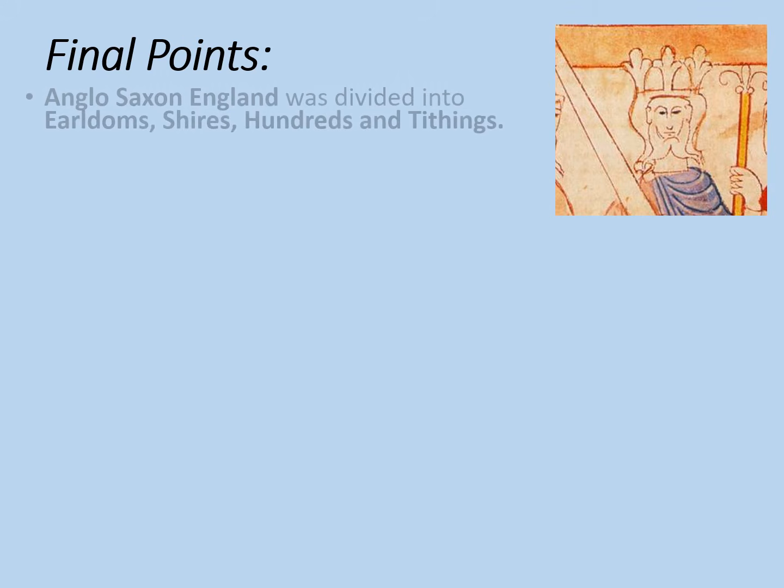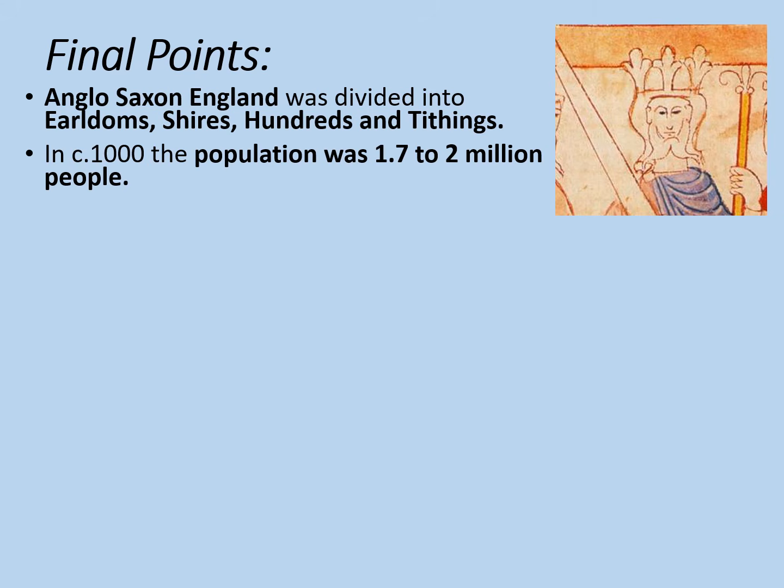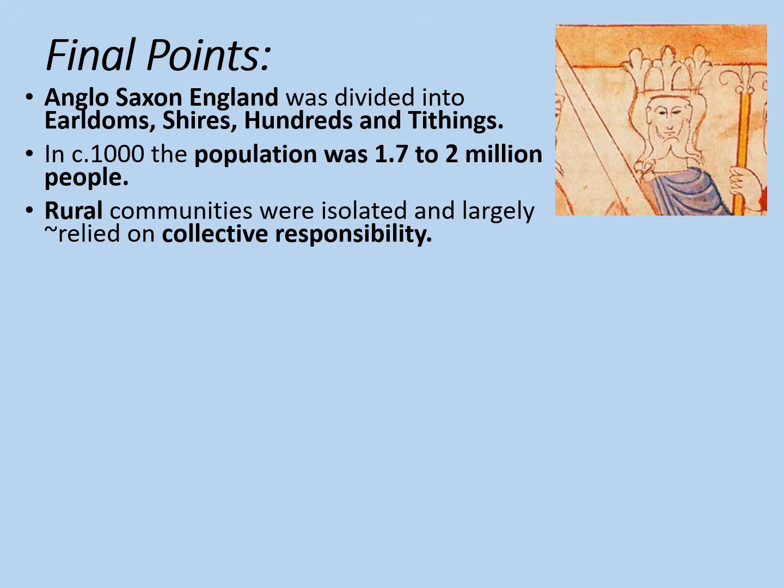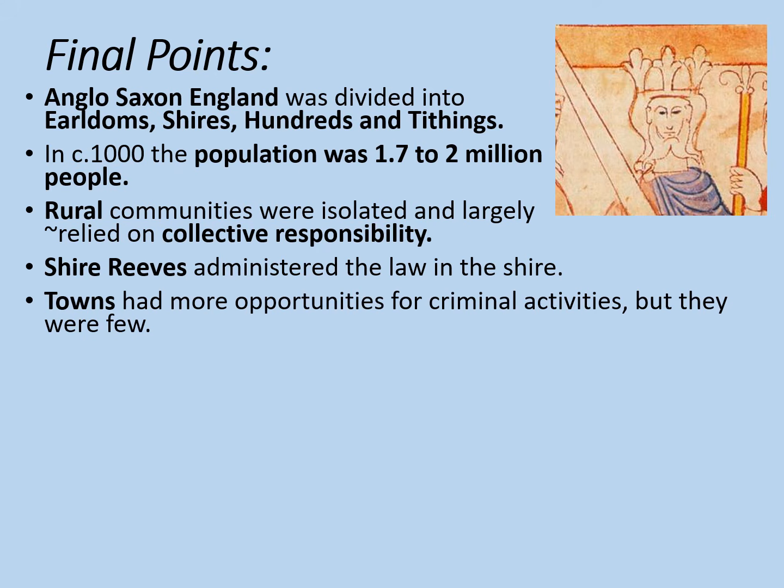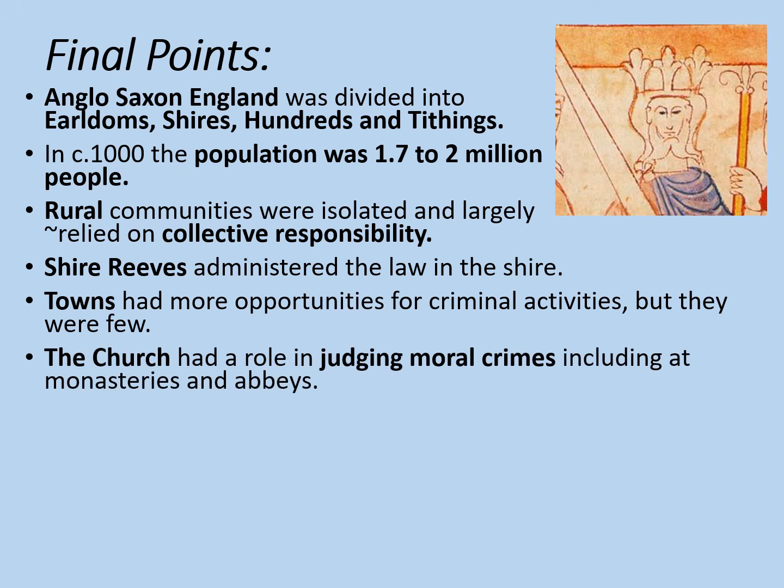To sum up then, Anglo-Saxon England was divided into earldoms, shires, hundreds and tithings. In about the year 1000, the population was 1.7 to 2 million people. Rural communities were isolated and largely relied on collective responsibility to both find and deal with criminals. Shire reeves or sheriffs administered the law in the shire. Towns had more opportunities for criminal activities, but there weren't very many of them. The church had a role in judging moral crimes, including at monasteries and abbeys.